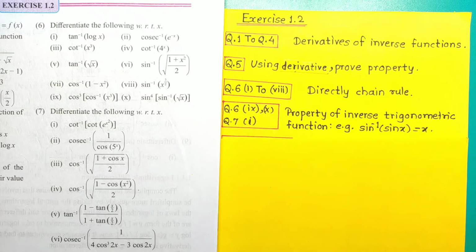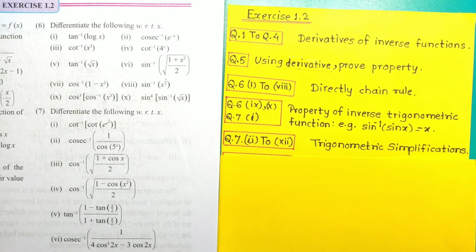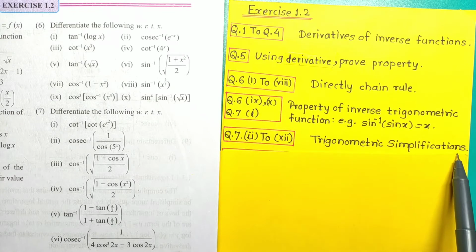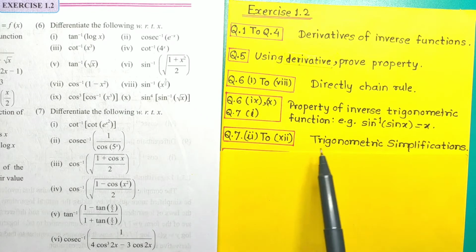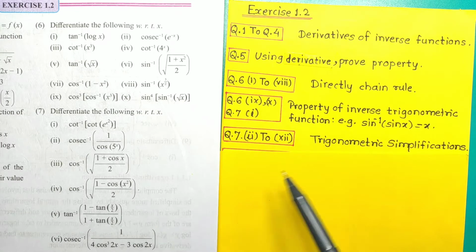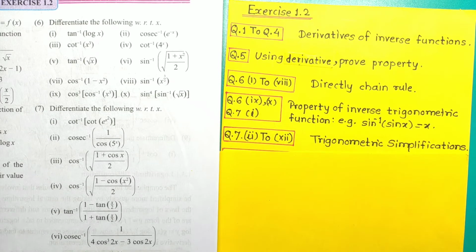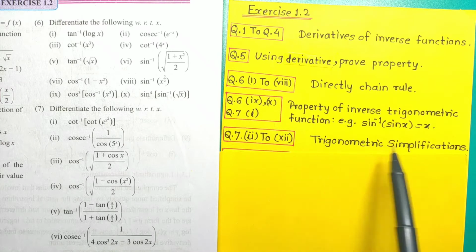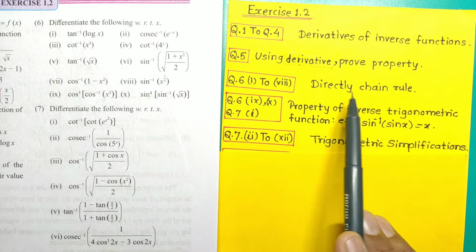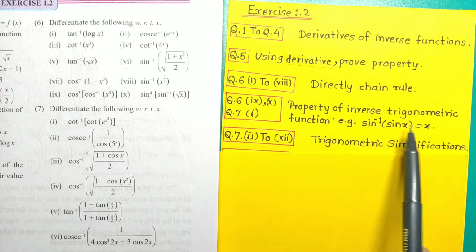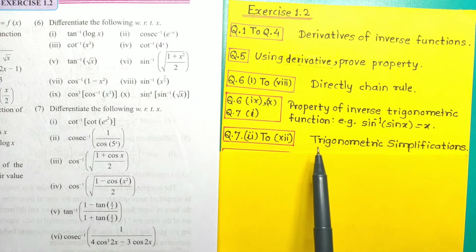Then in question number 7, in the remaining sub questions from 2nd to 12, we use trigonometric simplifications. Here we simplify the given trigonometric functions to a very simple function and then we differentiate that function. So you keep it as one subtype. This is the first subtype, use the chain rule directly. Then in the second subtype you use this property to simplify the function. Then in the third subtype you use trigonometric simplifications.